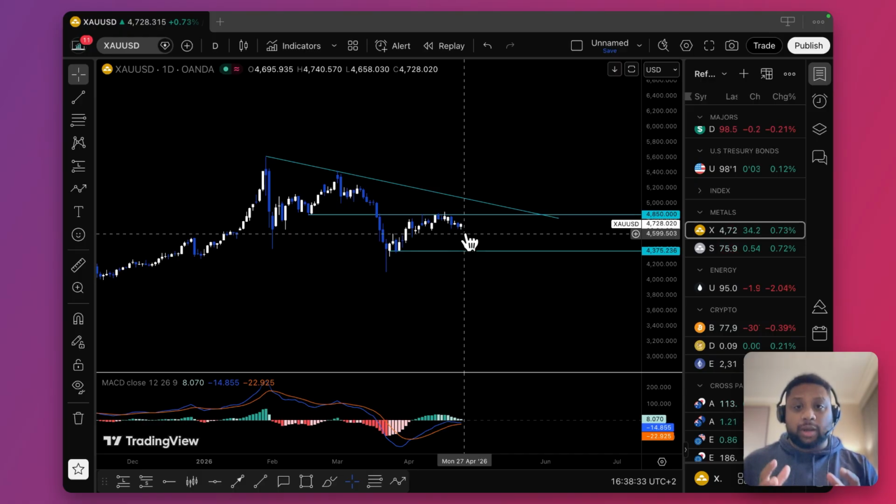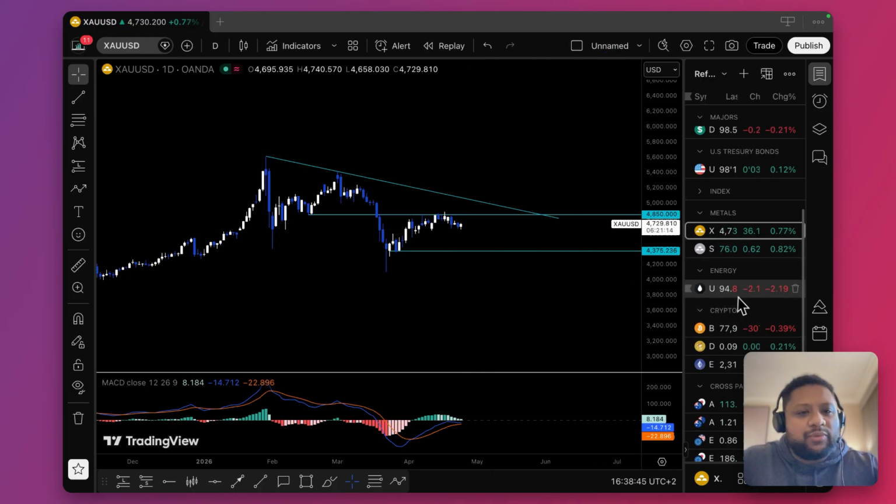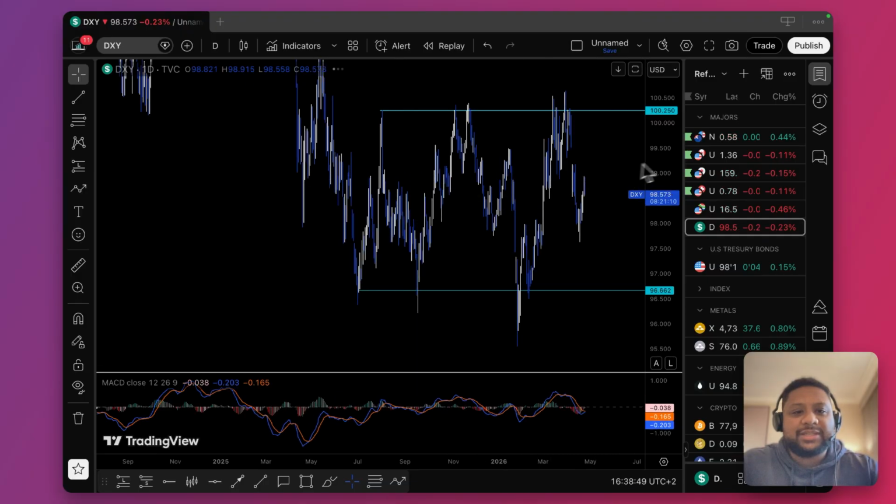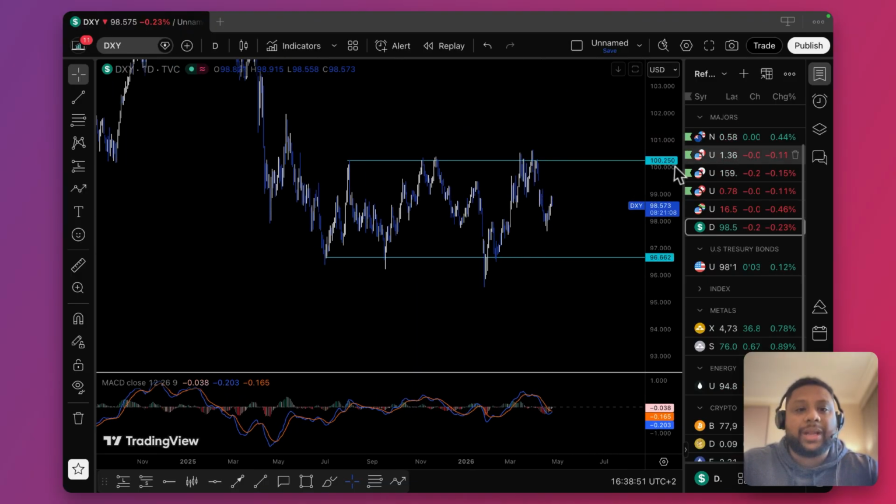So there has to be a lot of macroeconomic as well as geopolitical data that comes and supports gold, as opposed to what we're currently seeing where the narrative actually supports the dollar. And so when we move over onto the dollar, we can see that we've recently just tested 100.